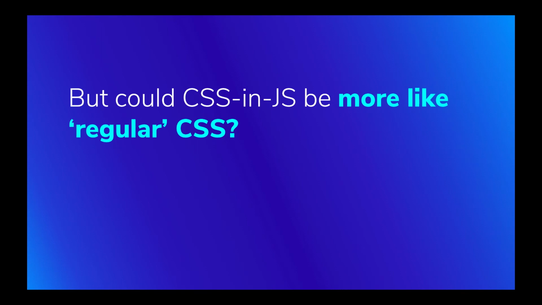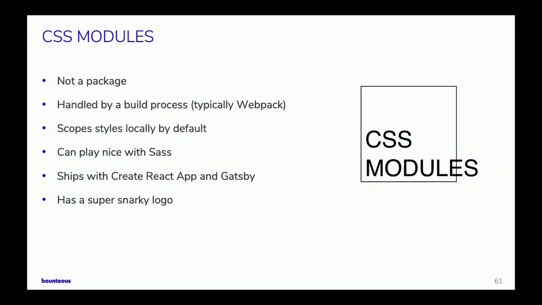But the flip side to that is, could CSS-in-JS be more like regular CSS in that it could be global? And so CSS modules is another approach in this CSS-in-JS arena that gets at that a little bit. For those who aren't familiar with CSS modules, it's a little bit different from something like styled components that we looked at in that it's not a package. It's something that's typically handled by a build process, a bundler like Webpack. And it scopes styles locally by default, anyway.